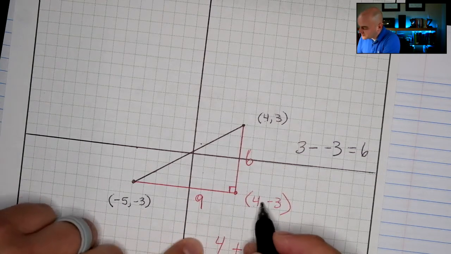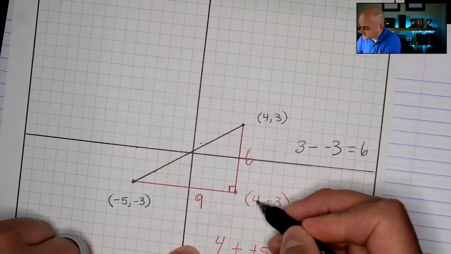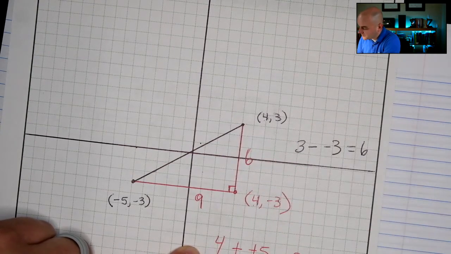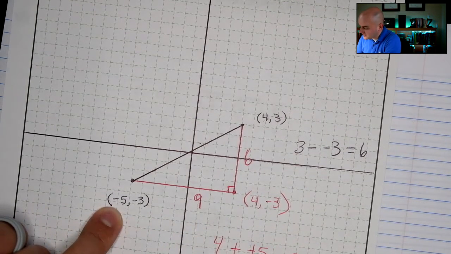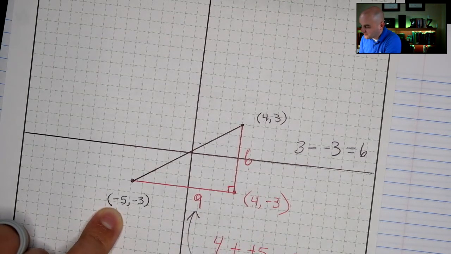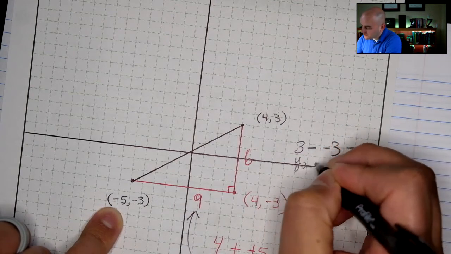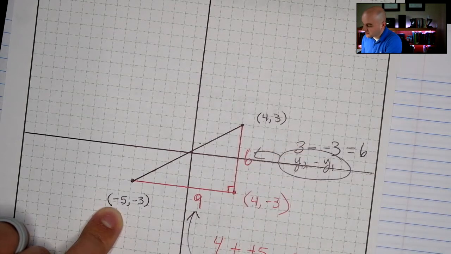Well, notice that this point right here could be considered the same as the x2 value because it's the same as this point up here. And then I'm subtracting from it the beginning point, which is my x1 point. So I get x2 minus x1, and that gives me this side of the triangle. Likewise, this is y2 minus y1, and that gives me this side of the triangle.